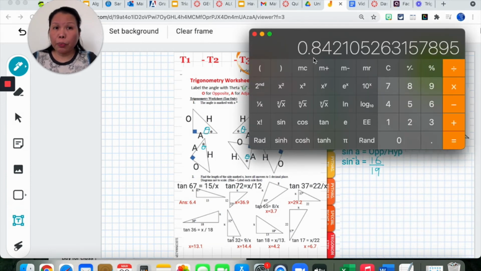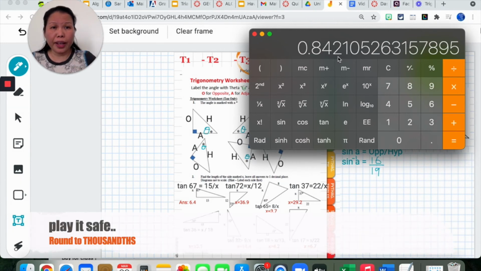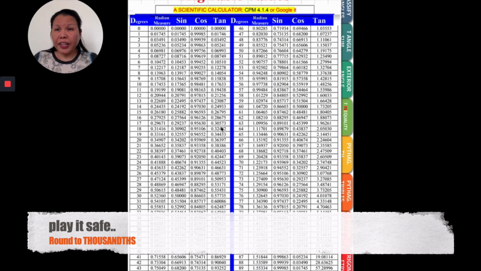All I have to do to find the angle A is take the number 16 divided by 19. We get 0.842 and a lot of numbers behind the decimal. Just to be safe, I round the decimal to the thousandth place. So 0.842, and the number behind it is 1, so everything stays the same, 0.842. You may then use the trig table chart or the scientific calculator to find the angle.